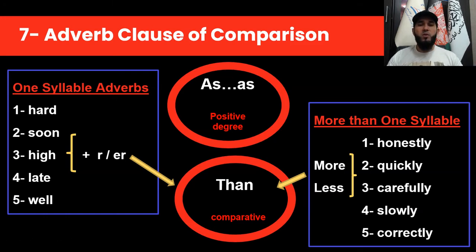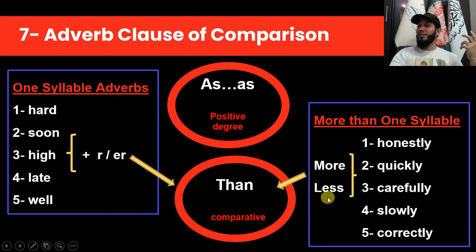So now you can say my brother works as honestly as my cousin does. Look, you don't need more or less here when you use as, the positive degree. But here you can say my brother works more honestly than my cousin does, or my cousin works more honestly than my brother does. Or for example, my brother drives his car more carefully than I do, or I drive my car more carefully than my brother does. Or for example, he serves the country less honestly than the previous president did.